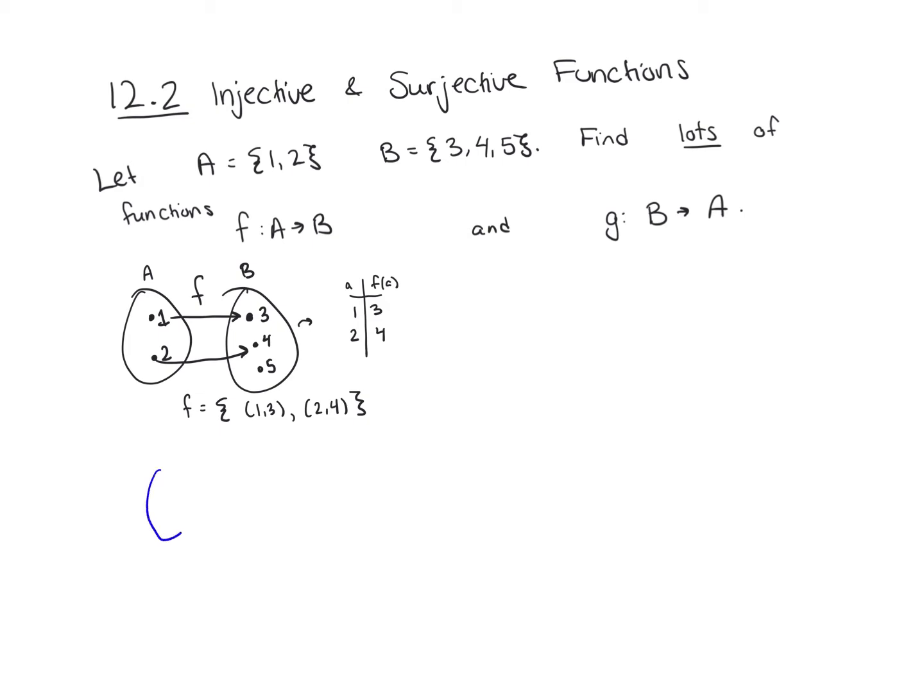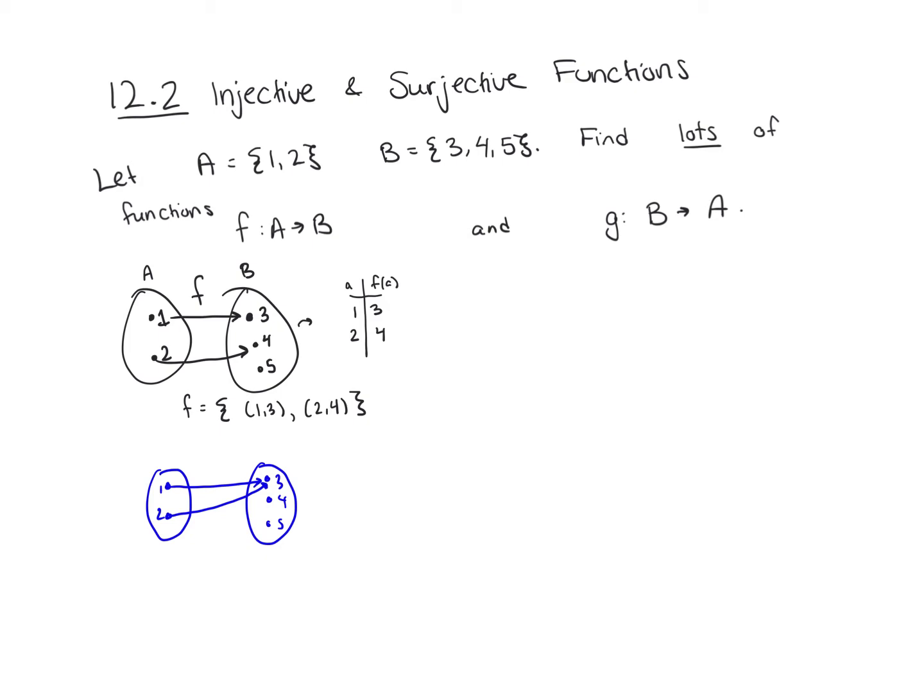Let me draw another one that also goes from 1, 2 to 3, 4, 5. I could have 1 mapped to 3, and then I can have 2 also mapped to 3. Right? It's okay that they both end up at the same spot. It's kind of hard to see where it's actually mapping to, so maybe I should make it go a little bit further over, really make it clear that it's going all the way to 3. So 1 and 2 both can map to that same spot. That's okay.